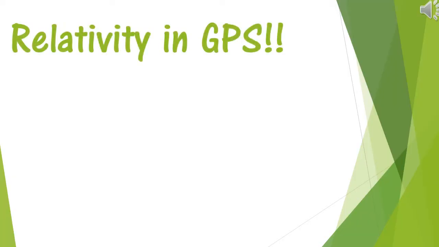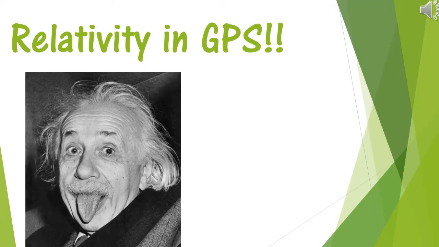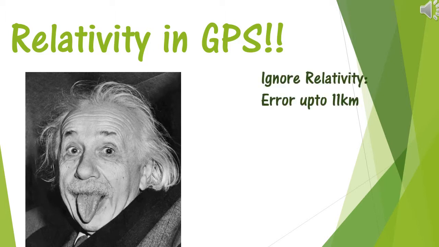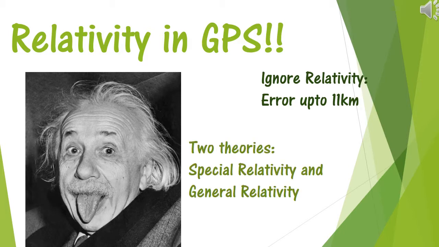And now comes the interesting part. Einstein's theory of relativity, which speaks about time dilation, has a significant role to play. If it is ignored, error in positioning can be up to tens of kilometers. There are two theories of relativity incorporated into GPS. One is the theory of special relativity and the other is the theory of general relativity.